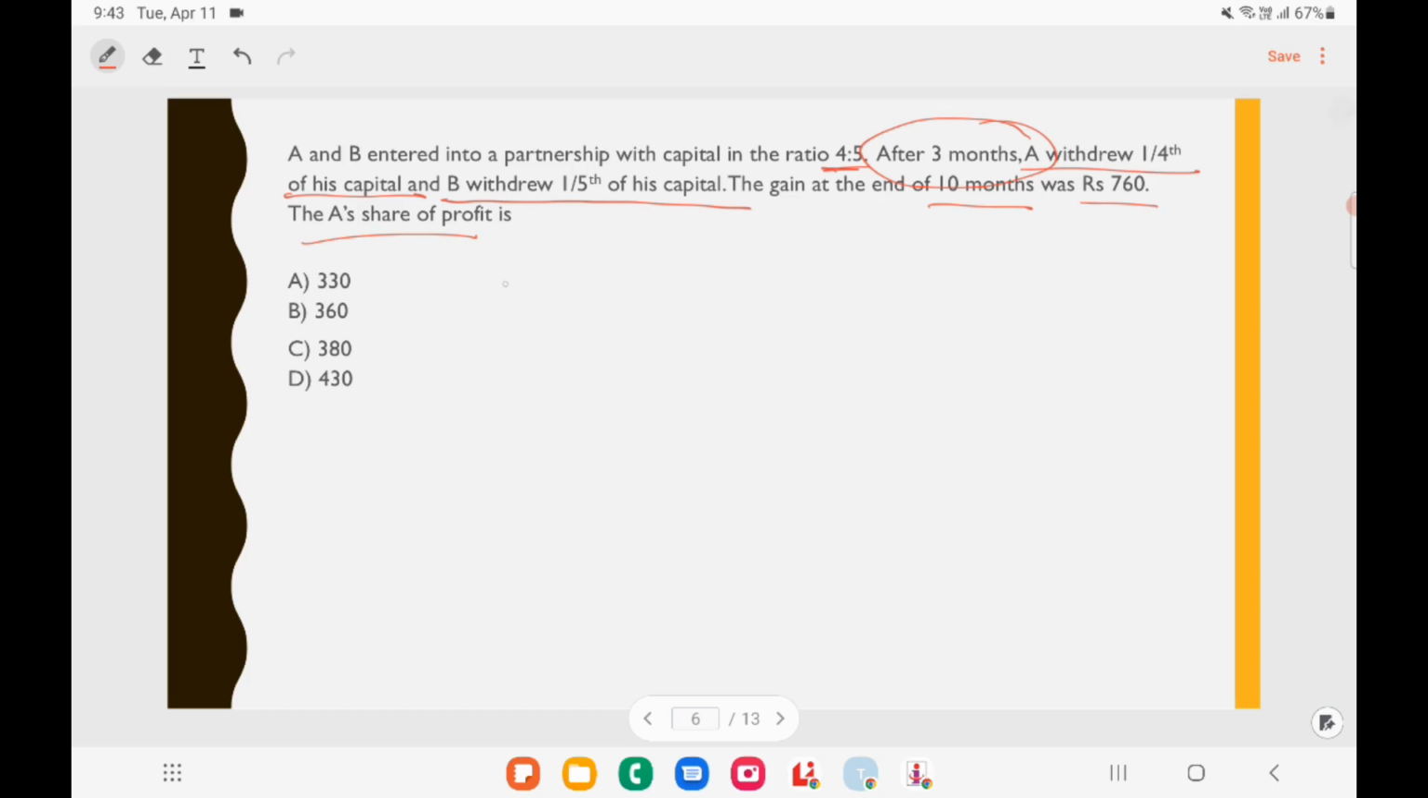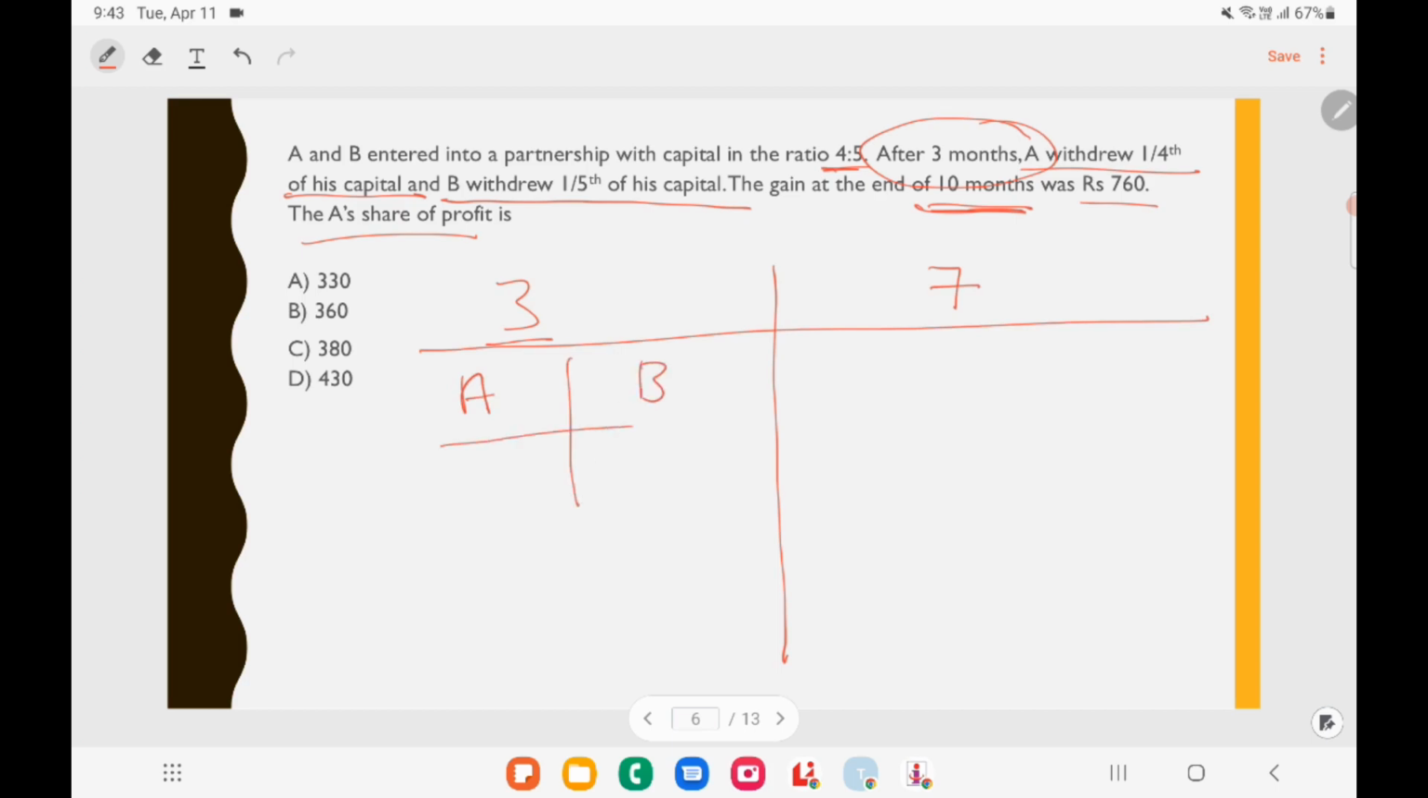That means for the first 3 months the capital is the same, then there is a change for the next 7 months. There are total 10 months, right? So you have to split the 10 months into 3 and 7. Now we need to consider A and B here. What is the capital of A and B? Here the ratio of capital is 4:5. So just take A's capital initially as 4x and B's capital as 5x because their ratio is 4:5.